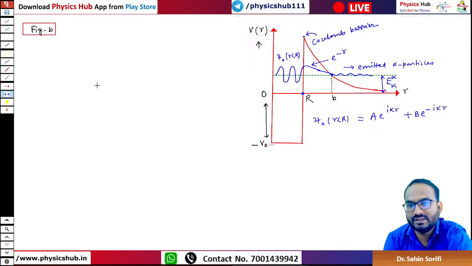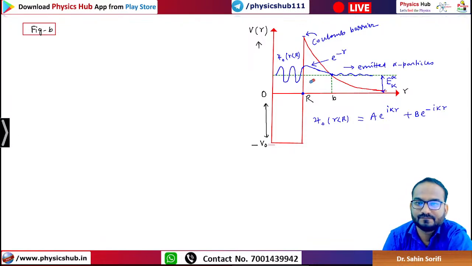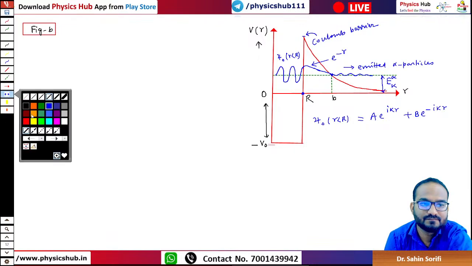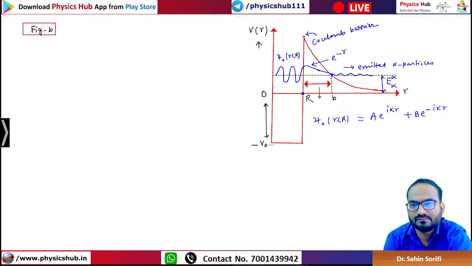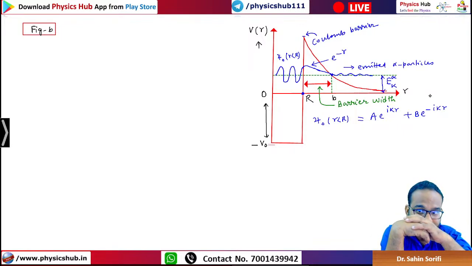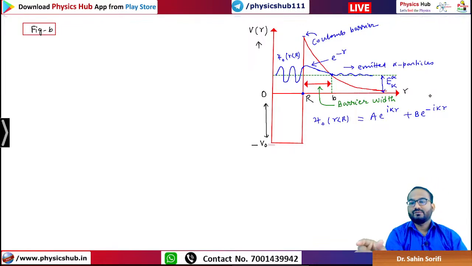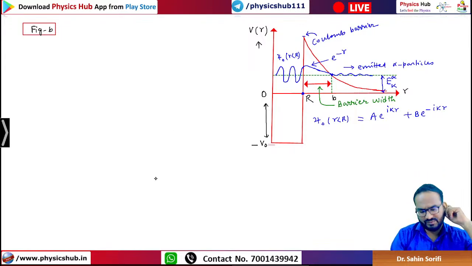Okay, let's name this the barrier width. So the probability of tunneling will increase if the barrier width is less, or if the kinetic energy of the alpha particle is more, then the probability of penetration will increase. So you understood this theory, right, everybody?